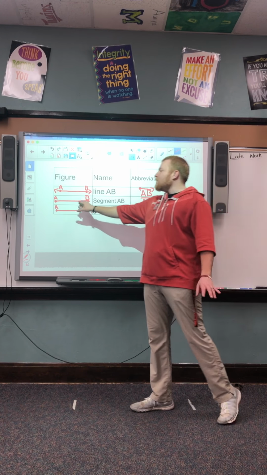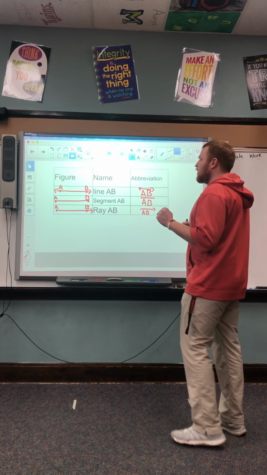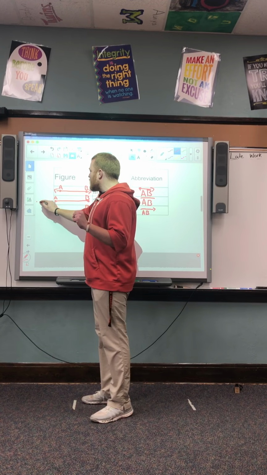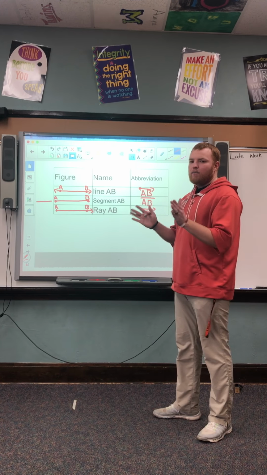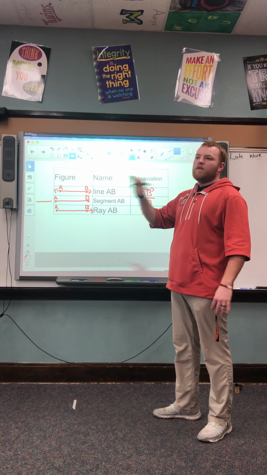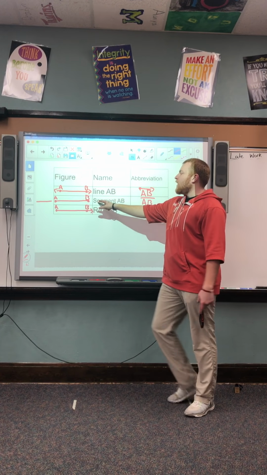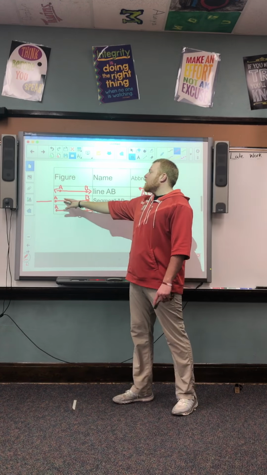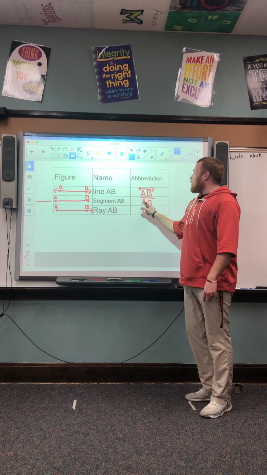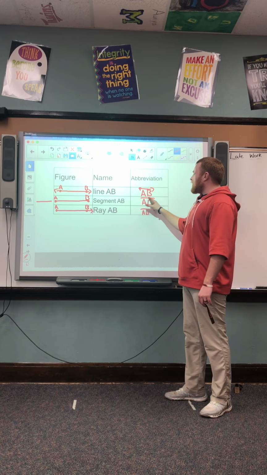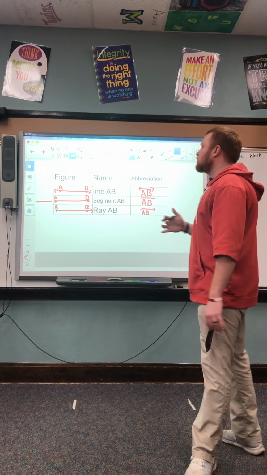A segment, remember, has two endpoints at the end of the segment. It doesn't continue on infinitely. It just stops wherever the line stops. We would classify this segment as segment AB because those are the two points on that segment. And then we would abbreviate it with a segment bar over whatever two points there are on that figure.